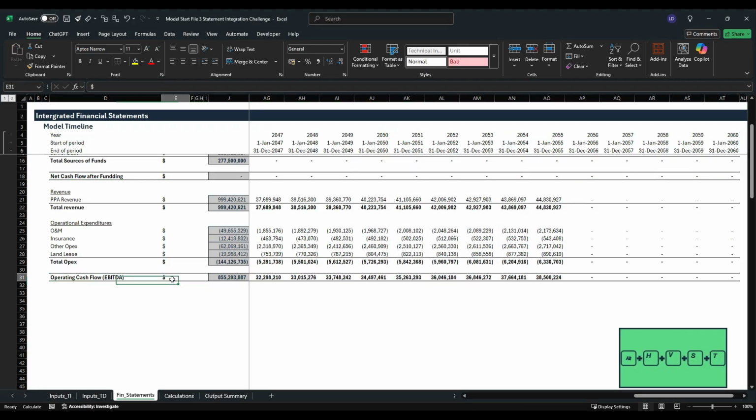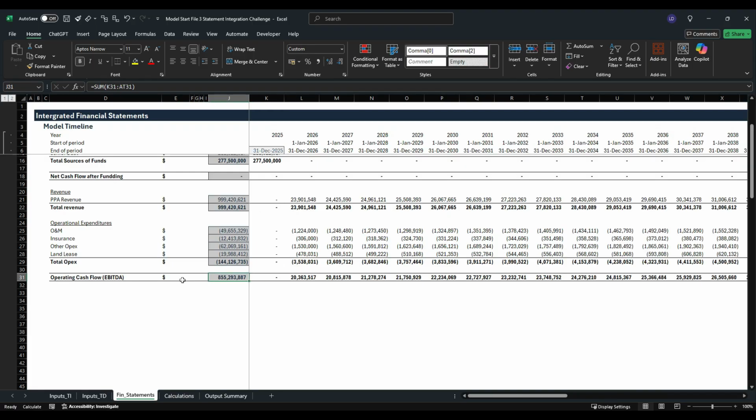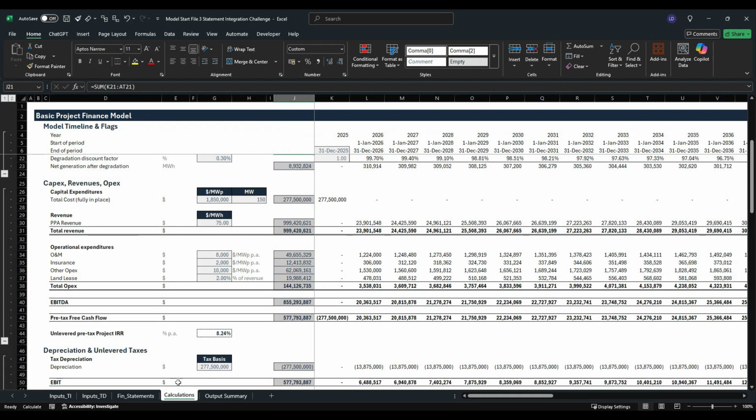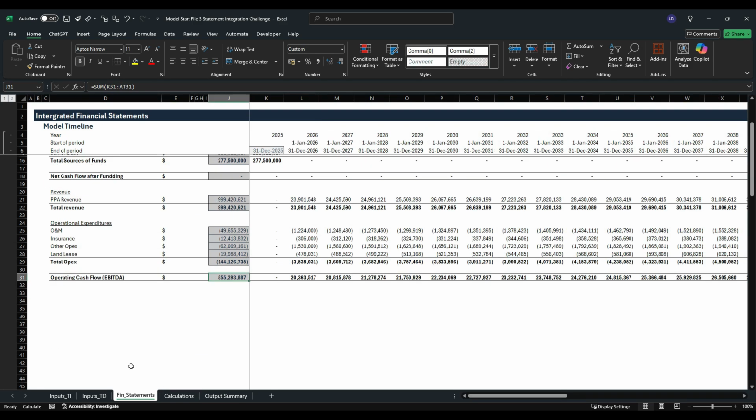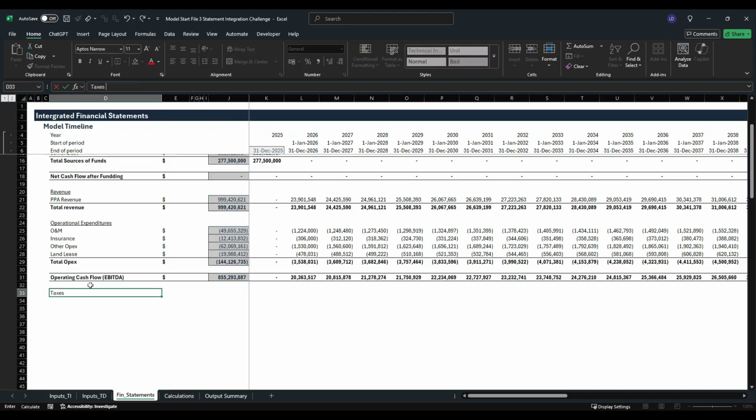And before we get going, let's check whether the total EBITDA in this sheet matches our calculation here. And yes, it does. In row 40, we have the same result, so that's good. Then after EBITDA, I recommend pulling in taxes or taxes paid, which will then get us to cash flow available for debt service.